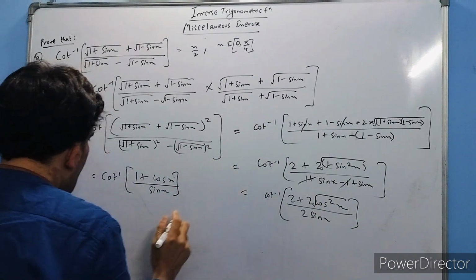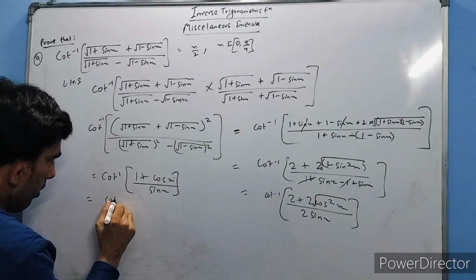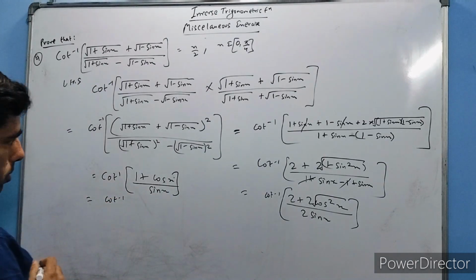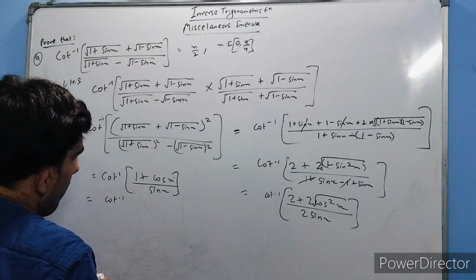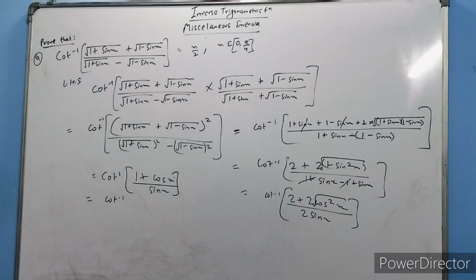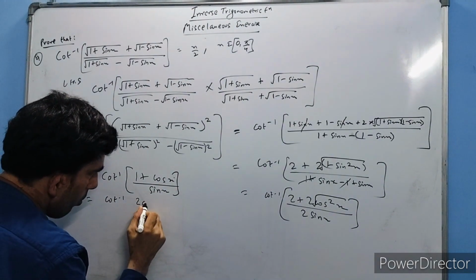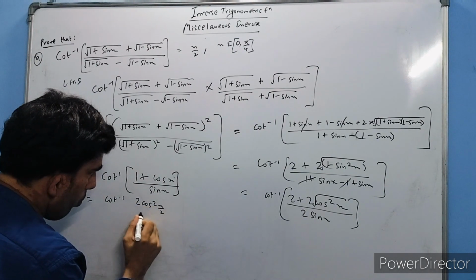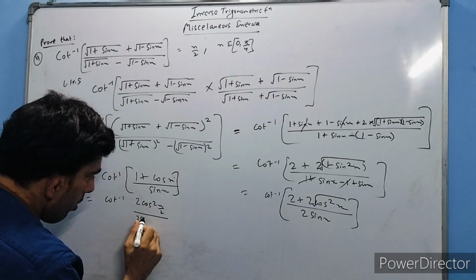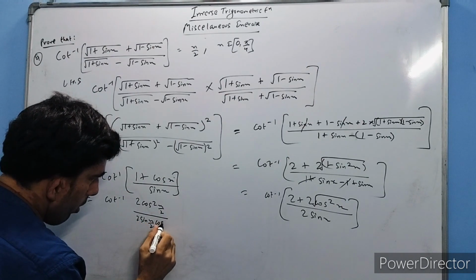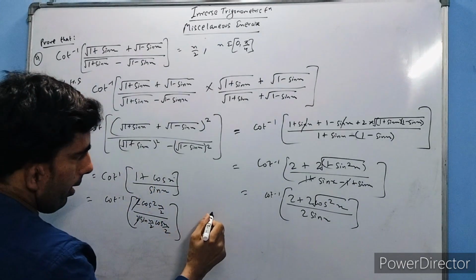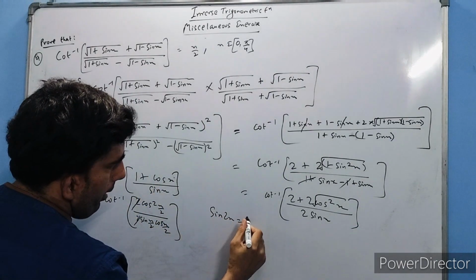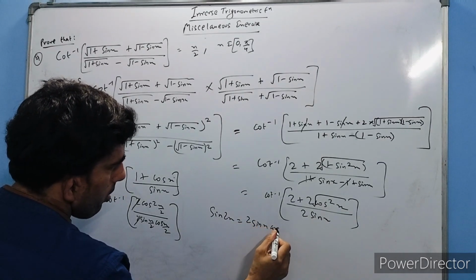So now my next step will be cot inverse. Okay, so now I have (1 plus cos x) upon sin x. So we'll write this as, now we have 1 plus cos x, I can write as 2 cos square x by 2, upon sin x, I can write 2 sin x by 2 cos x by 2. We have used a formula, that is sin 2x will be 2 sin x cos x.